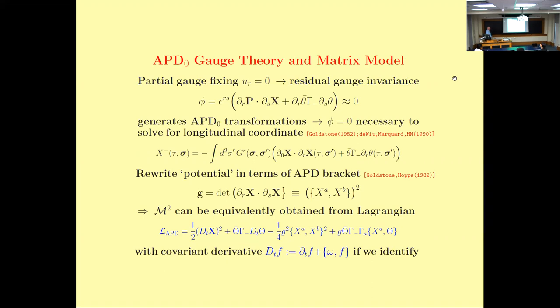So, as I said, one has to go through various stages of gauge fixing. So this was the off-diagonal component of the induced worldvolume metric. So you can choose this gauge. And then at that stage, there's still a residual gauge invariance. You remember the diffeomorphism was phi r, but there's another one, phi, which has this form. And that's an invariance, the residual invariance. Furthermore, this has to be satisfied if you want to solve the equations for x minus.